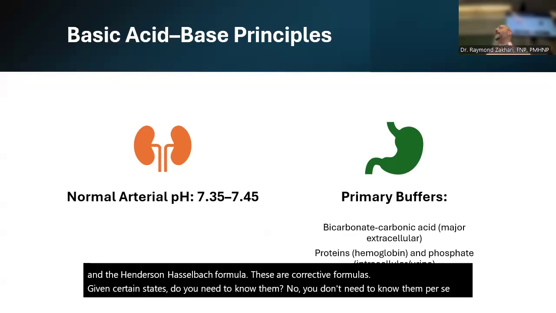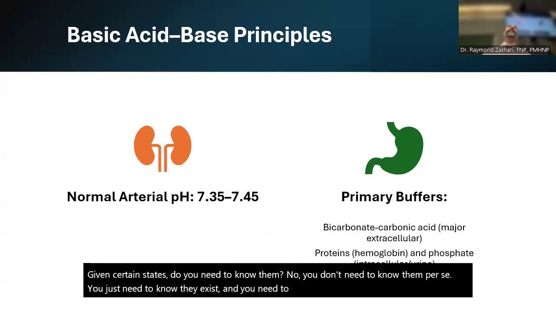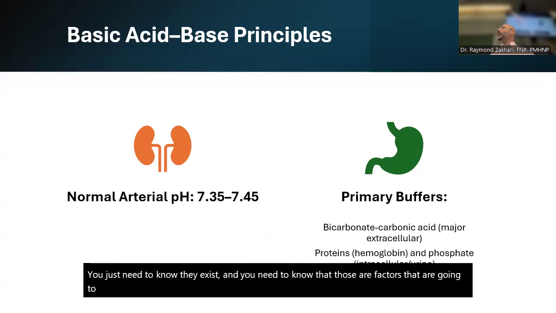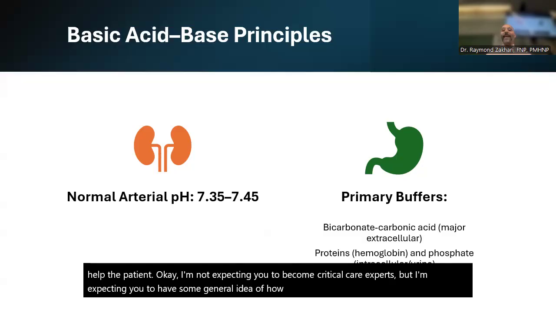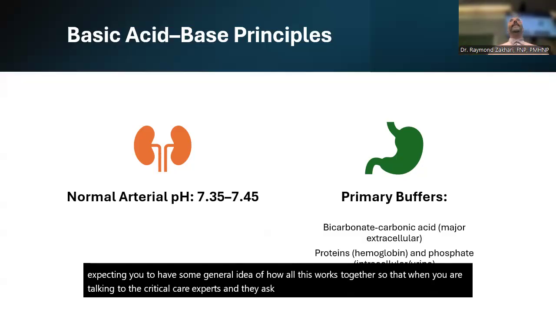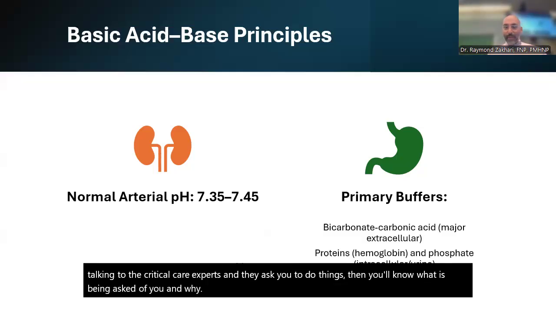You just need to know they exist, and you need to know that those are factors that are going to be called on when we're trying to really figure out what's going on and how we're going to help the patient, okay? I'm not expecting you to become critical care experts, but I'm expecting you to have some general idea of how all this works together so that when you are talking to the critical care experts and they ask you to do things, then you'll know what is being asked of you and why.